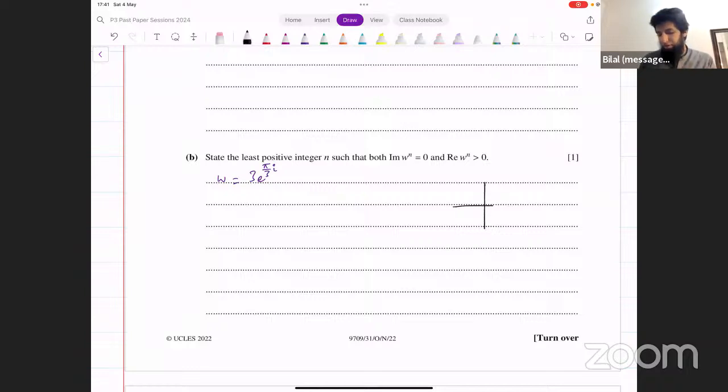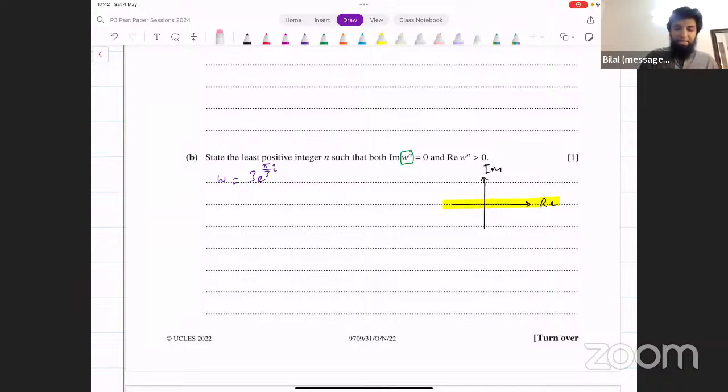One way to think about this could be thinking of the Argand diagram. This is the real axis, and this is the imaginary axis. Okay. If the imaginary part of that is 0, what does that mean? Where is this complex number going to be on this Argand diagram? Can you think about that? If this is what the Argand diagram looks like, and the imaginary part of w^n, w raised to power n, is 0, it's going to be on the horizontal axis, on the real axis, because the imaginary part is 0, so it has to be on this horizontal line.